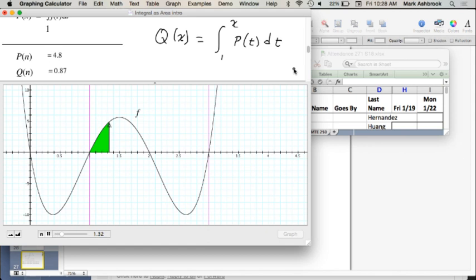Okay, I got a new one for you. Questions on that? Do you see that? If you identify p was the value of the function, and that's also the rate of change of signed area, and then q was the signed area, so Q of x equals the integral from 1 to x of p of t dt. Does it make sense? Okay, new one.